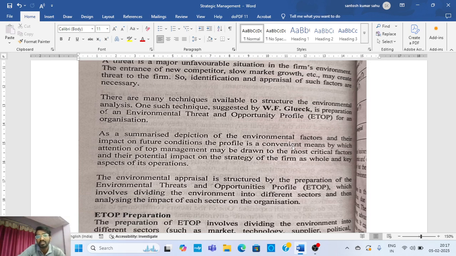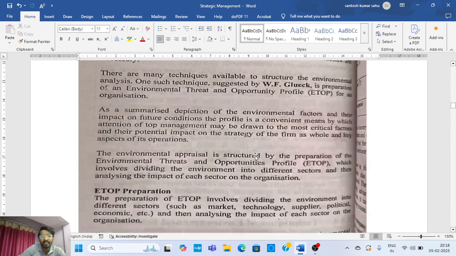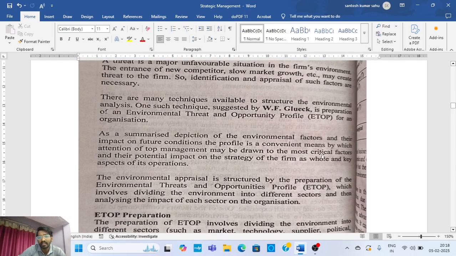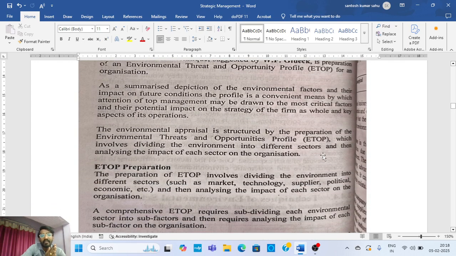One such technique is suggested by W.F. Glick. Okay, इन्होंने क्या किया, ये preparation of the environmental threat and opportunity profile, ETOP, for an organization. As a summarized description of environmental factors and their impact on future conditions, the profile is a convenient means by which the attention of top management may be drawn to the most critical factors and their potential impact on the strategy of the firm, its whole and key aspects of its operation.